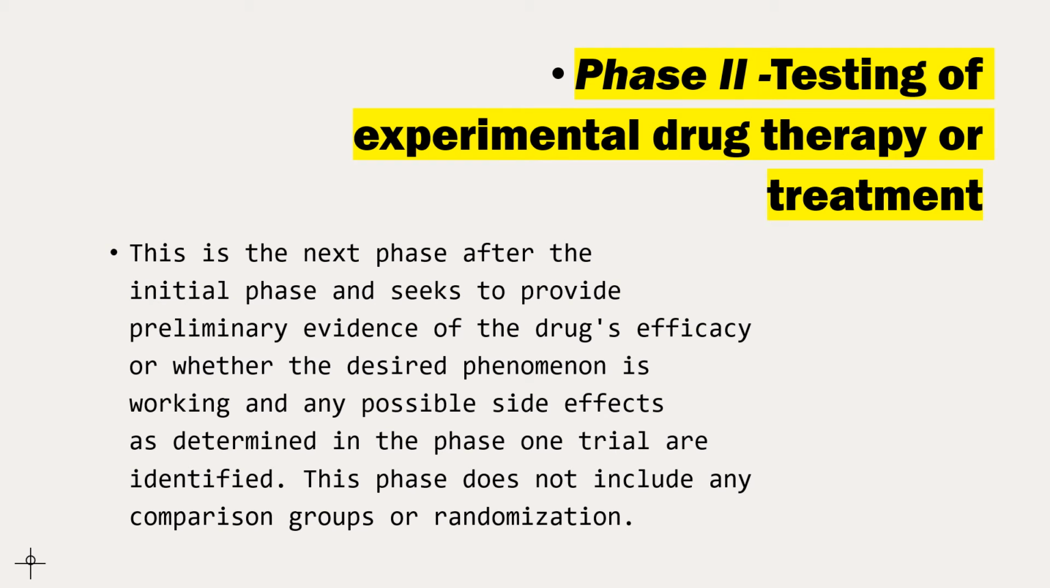The next one that we'll take a look at is phase 2. This phase is the next phase after the initial phase 1, and seeks to provide preliminary evidence of the drug's efficacy, or whether the desired phenomena is working, and any possible side effects as determined in the phase 1 trial are identified. So in this case, this phase does not include any comparison groups or randomization, just like phase 1.